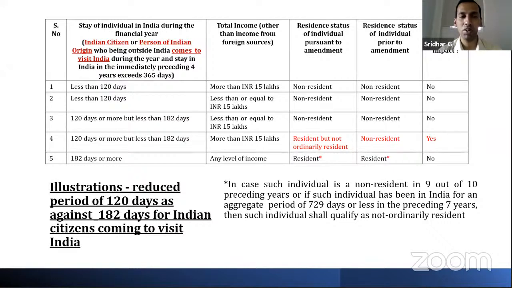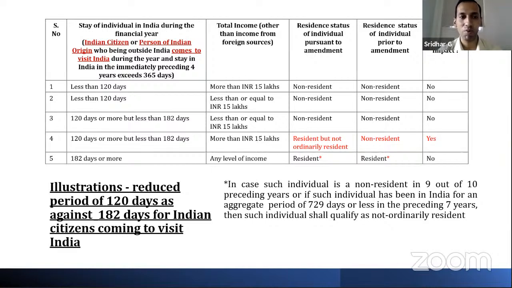The important point which I need to keep in mind is to see whether I am a person of Indian origin or an Indian citizen who is coming back to India on a visit. That's a criterion which you need to remember from this section.